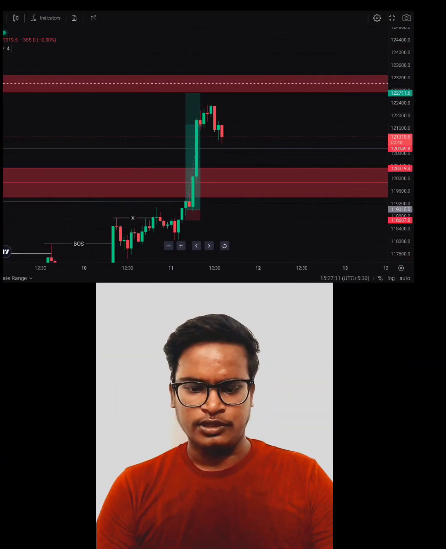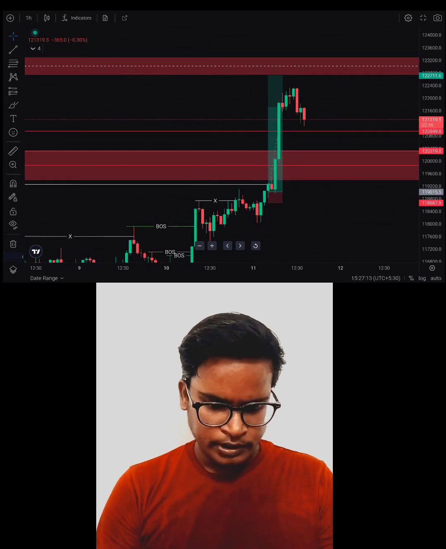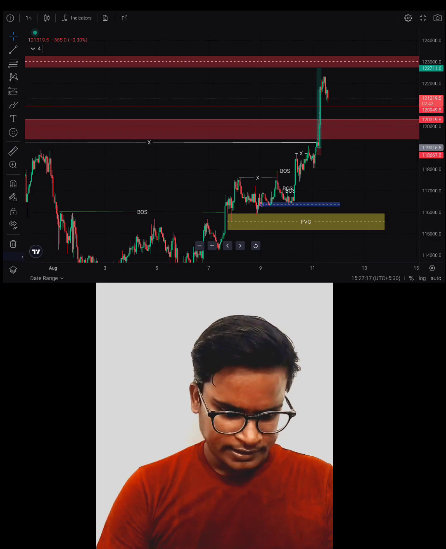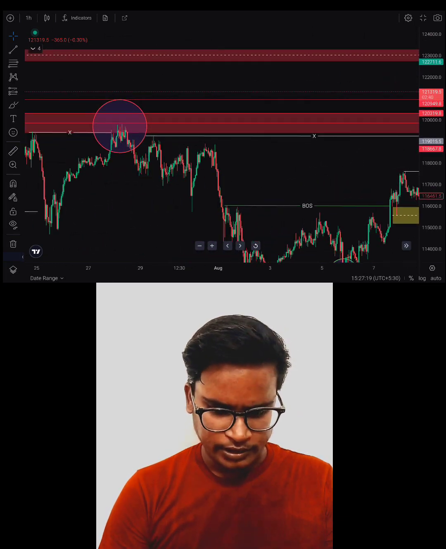In today's video I'm going to show you why liquidity is very important and how I made a 1:10 risk reward ratio in a Bitcoin trade just by using the concept of liquidity. So without wasting any time, let's deep dive into our chart. Here you can see this is a Bitcoin chart on a 1 hour time frame.